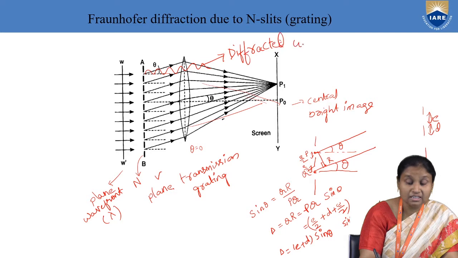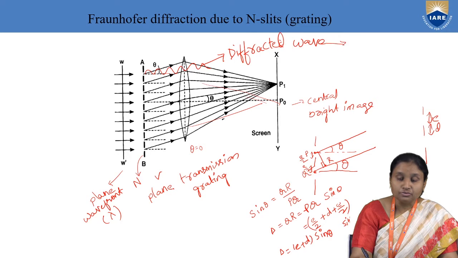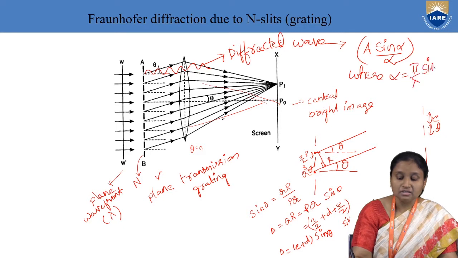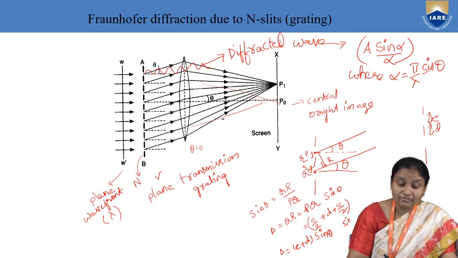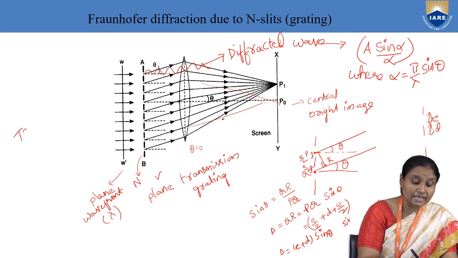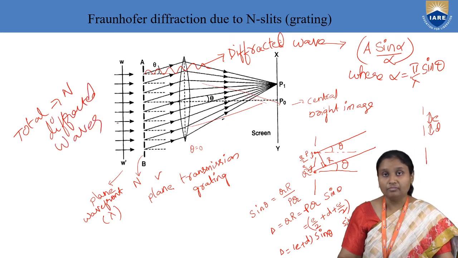And we have seen that in case of single slit, this diffracted wave amplitude is given as A sin alpha by alpha, where alpha is given as pi by lambda e sin theta. So like this, how many diffracted waves will I get? In total, I'll get N number of diffracted waves, and each wave amplitude is A sin alpha by alpha.